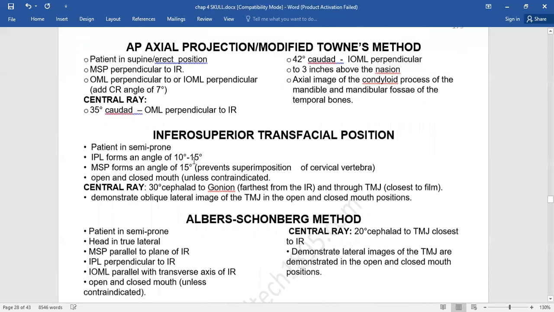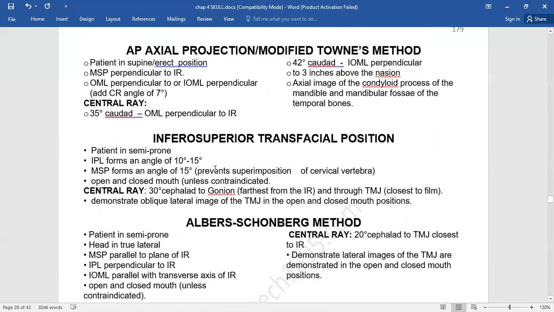So patient's semi-prone din, IPL, 10 to 15 degrees. MSP, 15 degrees, open close, unless contraindicated or hindi pwede sa patient. Central ray is 30 degrees cephalad to gonion. Gonion is your angle of mandible that is farthest from the IR. So it will exit through the TMJ closest to the film. So this is performed to demonstrate oblique lateral image of the TMJ, the open and closed mouth position.